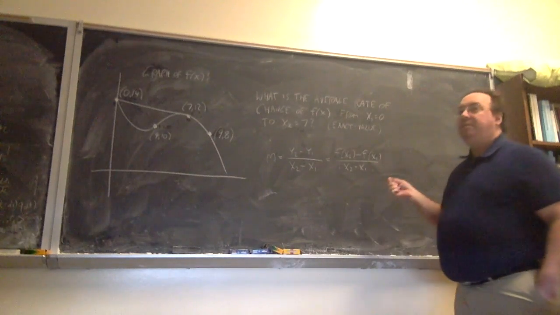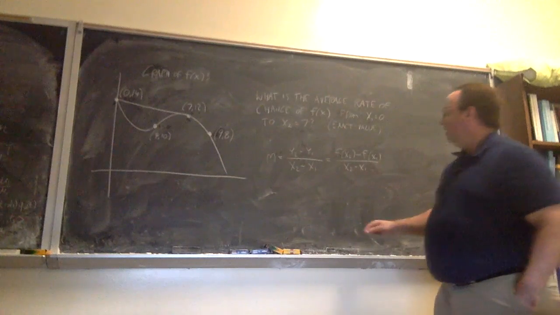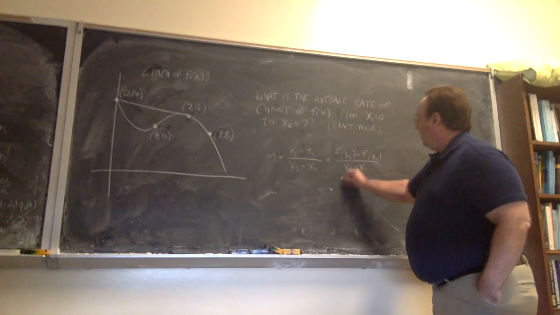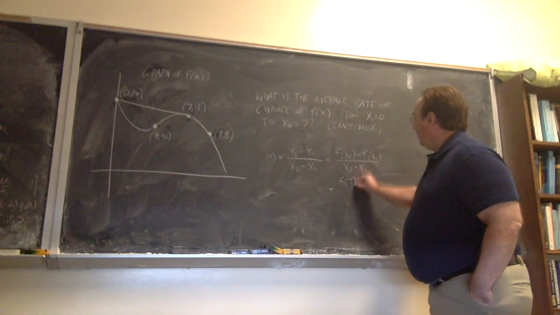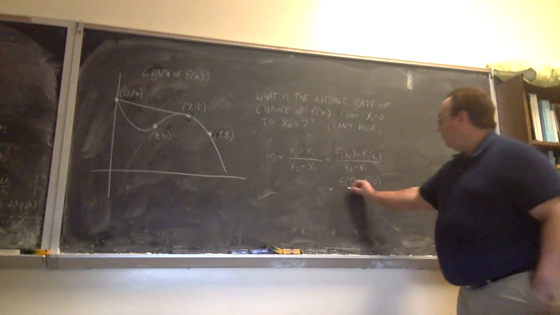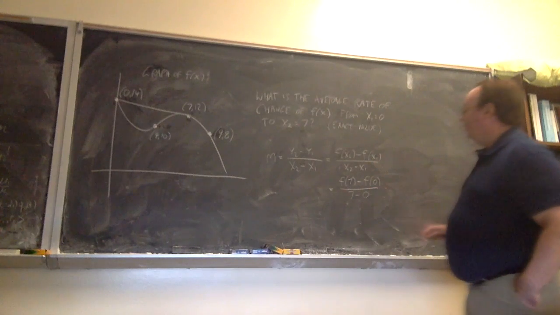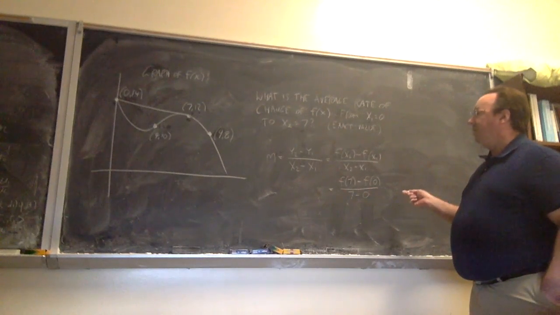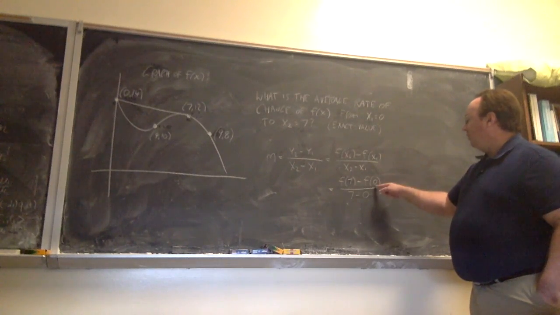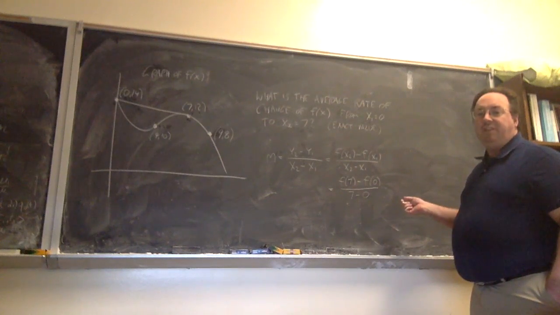Now, let's fill in the information that we have. We have x1 equals 0 and x2 equals 7. So, we have f of 7 minus f of 0 divided by 7 minus 0. So now all we need to do is get the values of our function f of x at x1 equals 0 and x2 equals 7, and then we'll be able to compute our average rate of change.